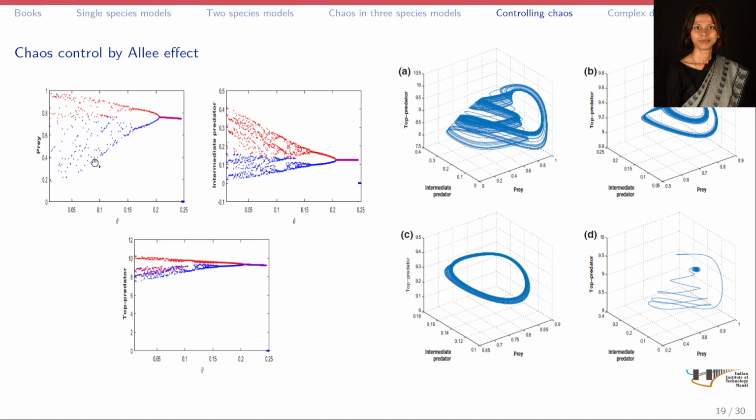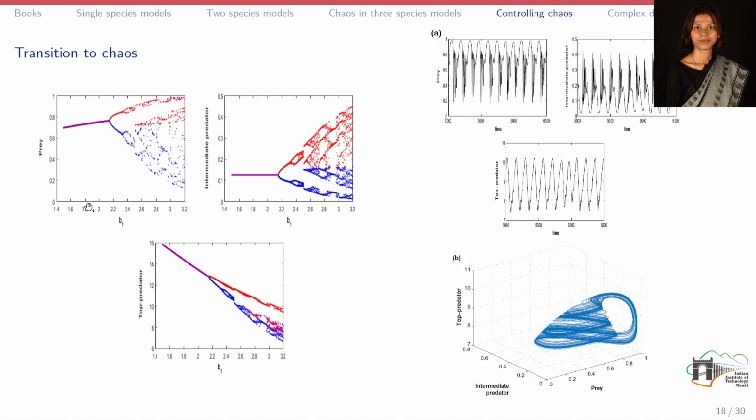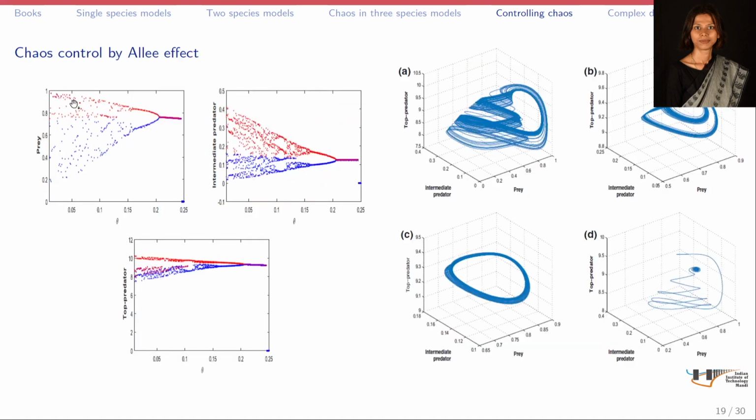So what we saw is that this theta is the allele effect. Initially there is chaos in the mathematical model, as seen in the earlier simulation as well, where stable dynamics changes into chaotic dynamics. Now when we have this chaotic dynamics and theta is introduced, as the value of theta increases, the chaotic dynamics changes into stable dynamics, as can be seen from this figure.